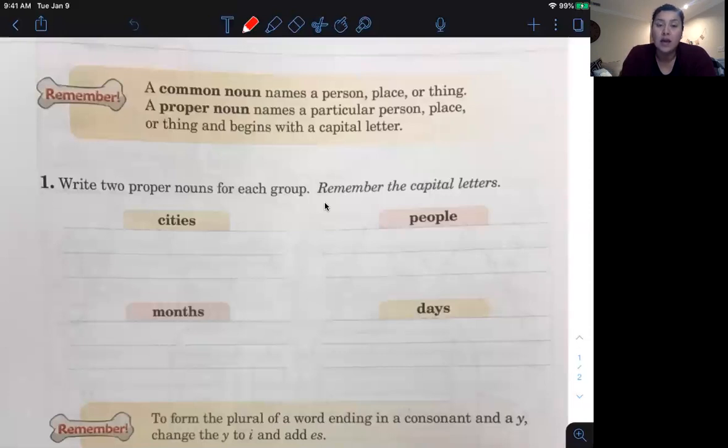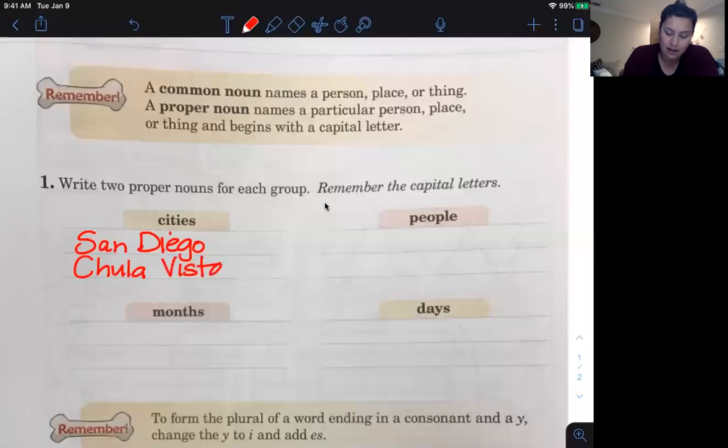There's 4 groups. So cities, let's think of a city. What's a city that you think of? Well, let's start with the city that we live in, okay? So we'll say San Diego. San Diego would be capitalized because it's a specific or a particular place. So it's a capital S and a capital D, San Diego. And let's think about where our school is. Our school is in Chula Vista, capital C and a capital V there. Nice. All right, make sure you're with me and you're sticking with me to write this down, okay? Your paper should look just like mine.